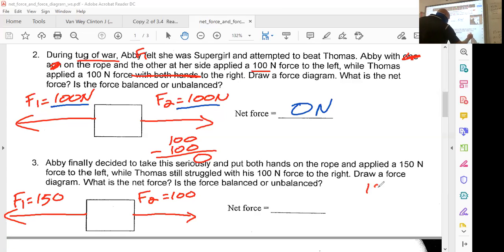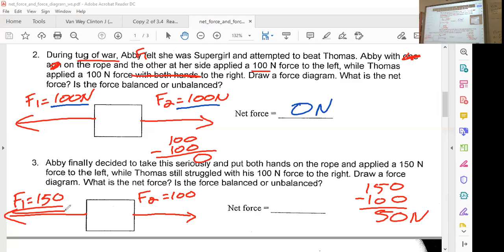So 150 minus 100 gives us 50 newtons. Okay, so we got 50 newtons, but we need to know the direction of the resultant force. The direction goes with the winner. Who won? Abby did with 150 over here. How much did she win by? 50 newtons. 50 newtons left. 50 newtons to the left is the resultant force.